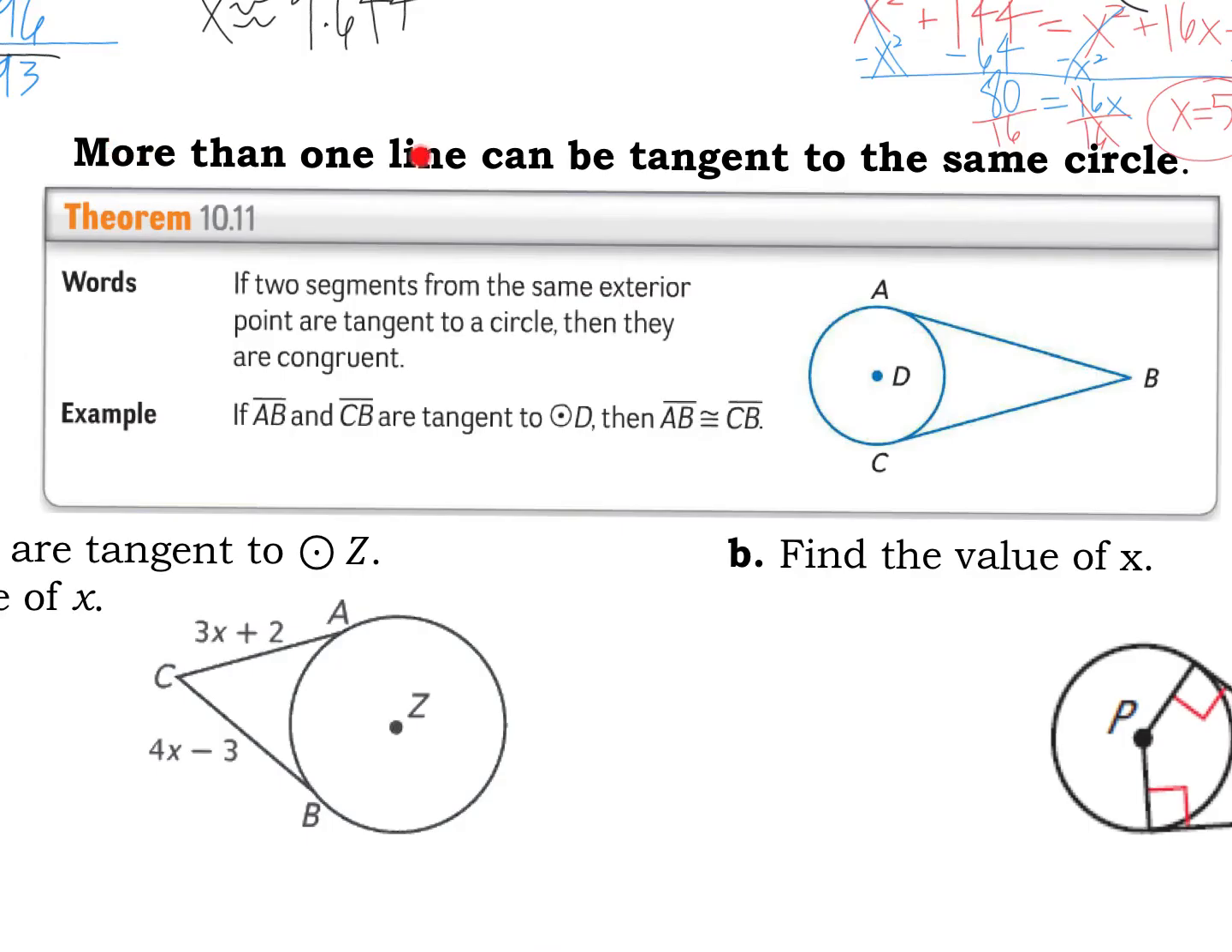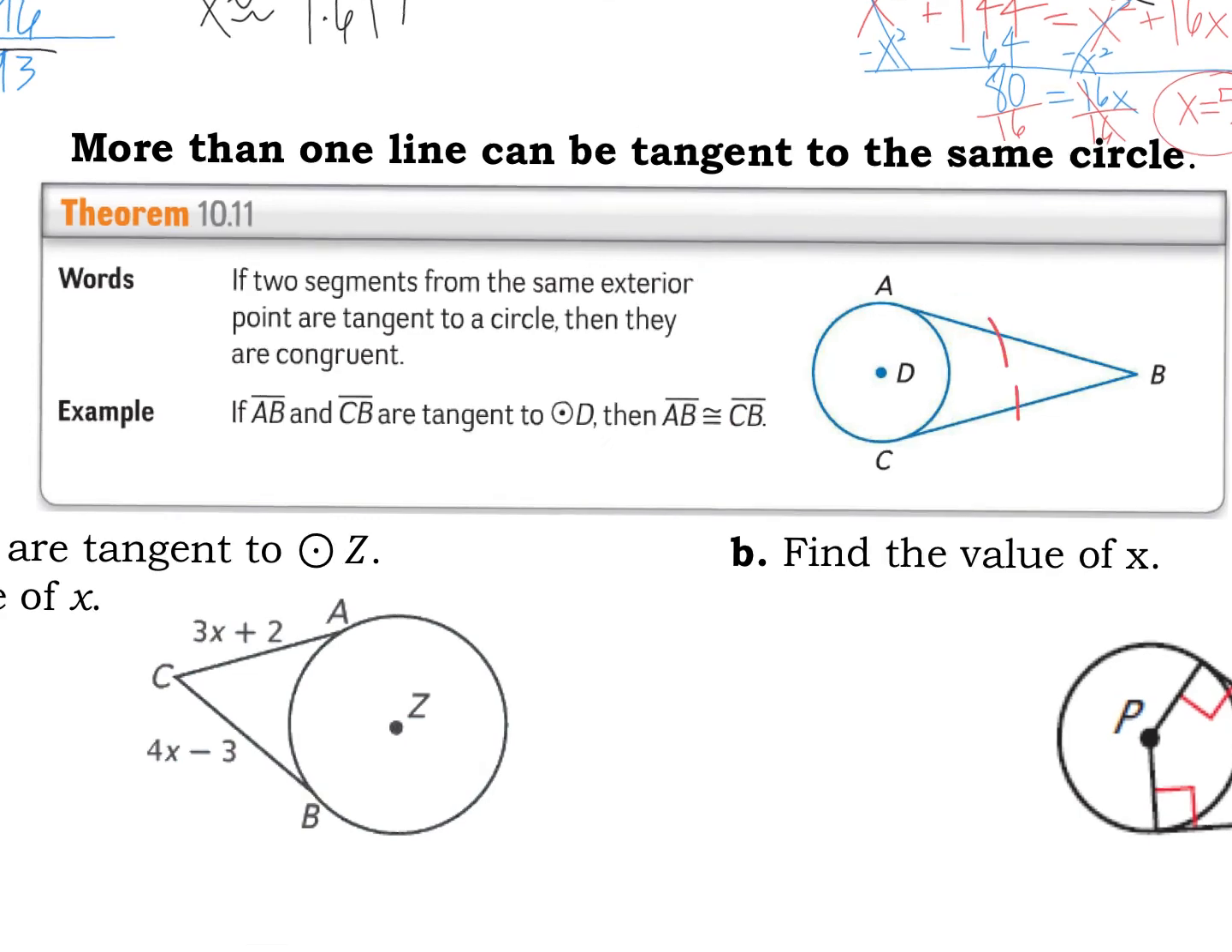Next I wrote, more than one line can be tangent to the same circle. So if you look at this picture here, you have AB and CB, two different lines tangent to the same circle. And it says, if two segments from the same exterior point are tangent to a circle, then they are congruent. So if AB and CB are tangent to circle D, then AB is congruent to CB.